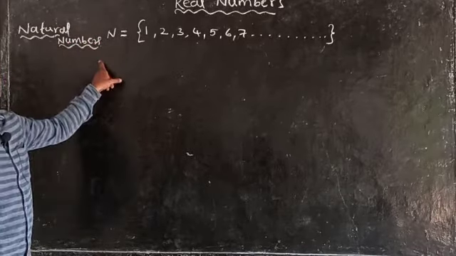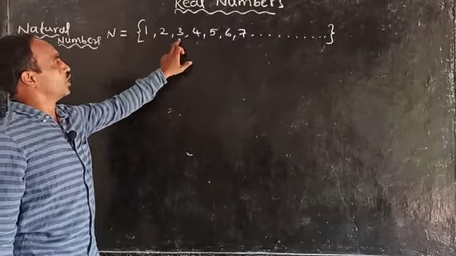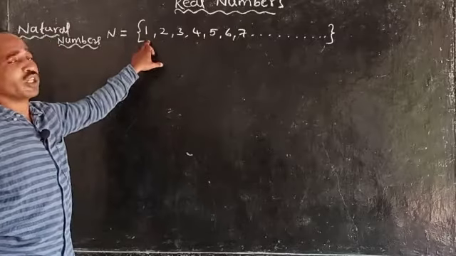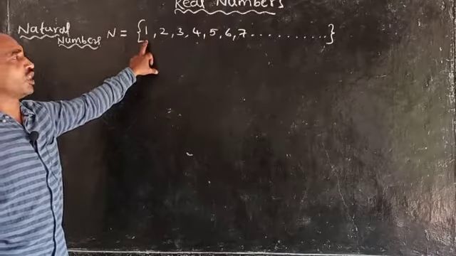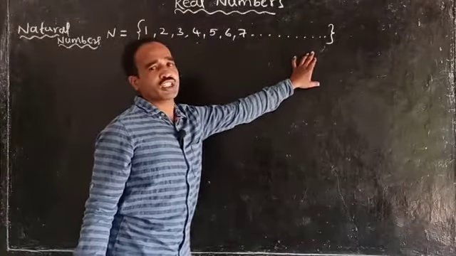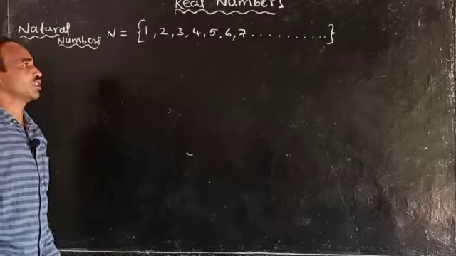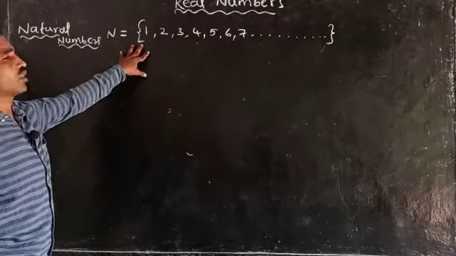Natural numbers means counting numbers, that start from 1, 2, 3, 4. The smallest number in the natural numbers is 1. The biggest or greatest number we can't say. These are uncountable or infinity numbers. So these are called counting numbers.